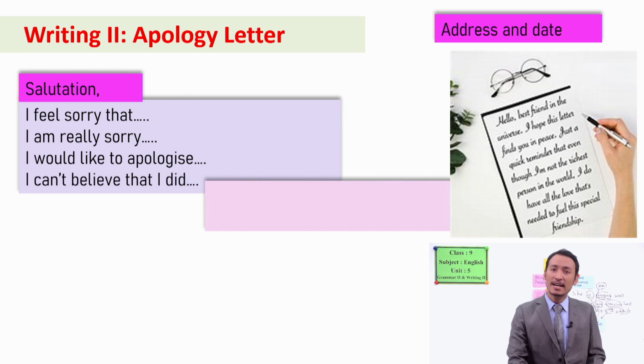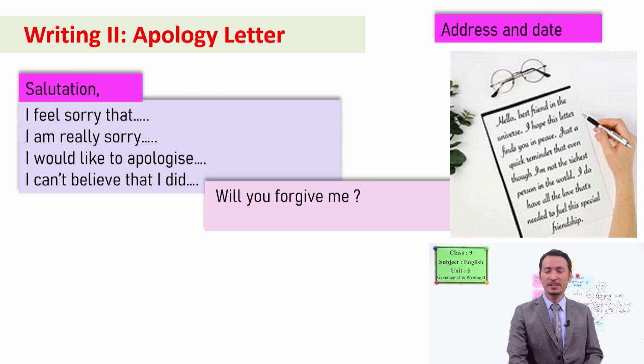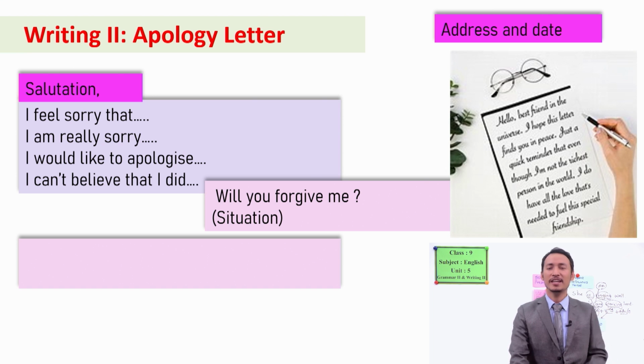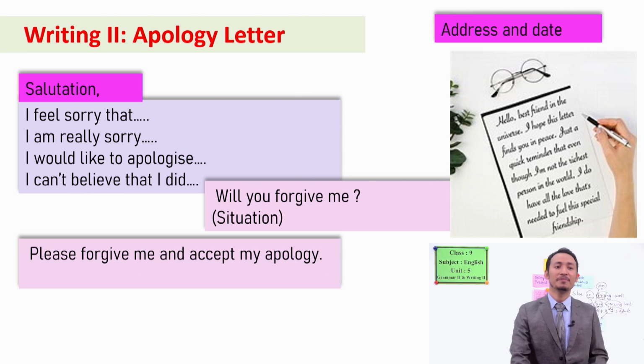I can't believe that I did a very bad thing to you. Likewise, what you did, you can start like that. And you ask, will you forgive me? You can describe the situation. I didn't mean to say it. I didn't do it by intention, you can say. And you can say, please forgive me and accept my apology.